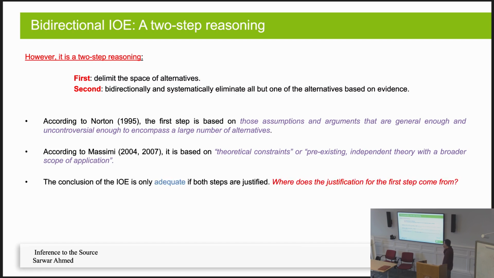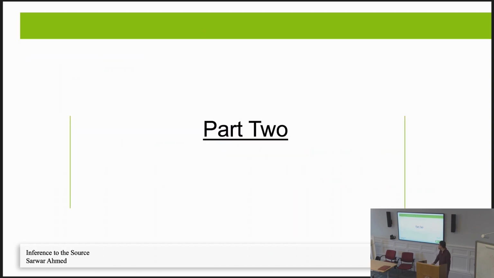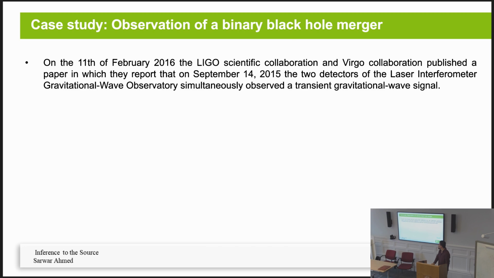So the conclusion, I think, of this IOE, inference to only explanation, is only adequate if both steps are justified. So where does the justification for the first step come from? I'll come back to that. Now I'm presenting the case study.